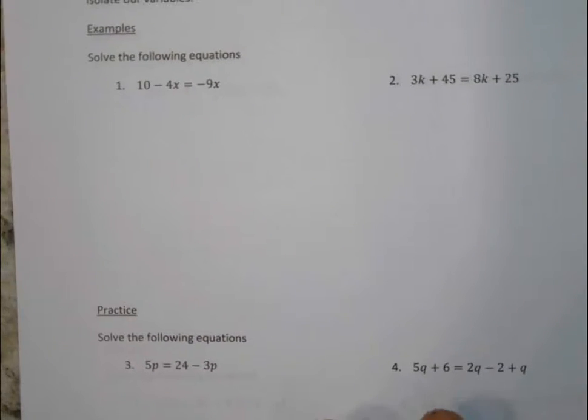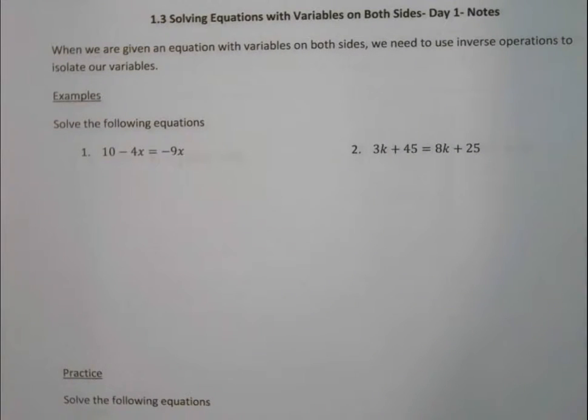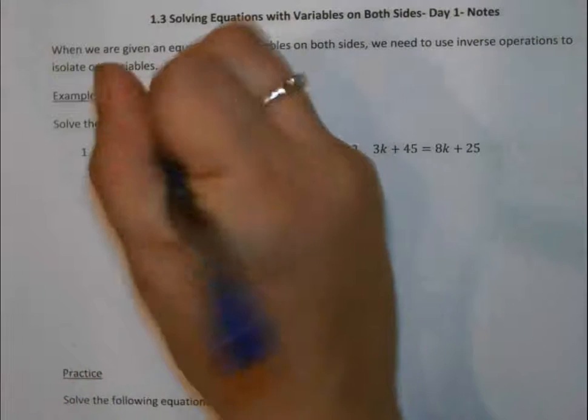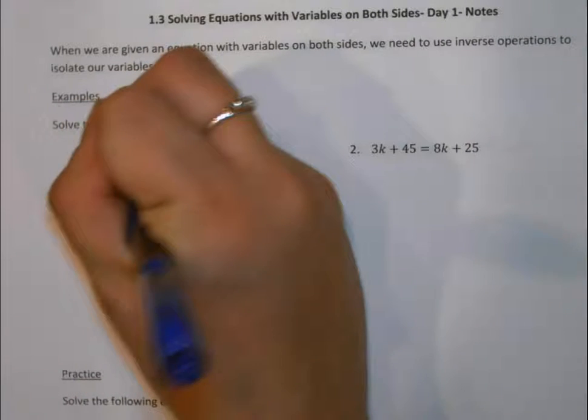So now I'm solving equations still. But now I have variables on both sides of the equation. What I'm going to do here, just like before, is draw that line down the middle, and then I'm going to move variables to the other side. So on number 1, I'm going to start by adding 4x to both sides.